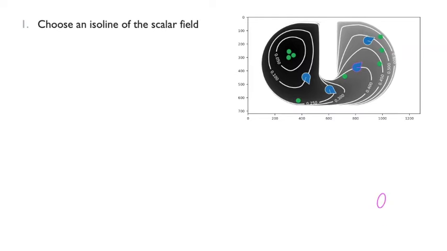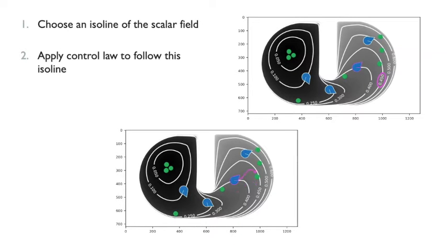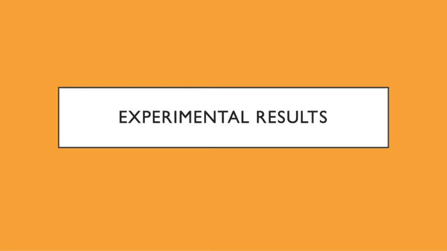The robot control algorithm has 3 steps. First is to choose an isoline of the scalar field. In this case, the isoline value is 0.45. Then we apply a control law to follow this isoline. And then we apply collision avoidance and some unsticking behavior.